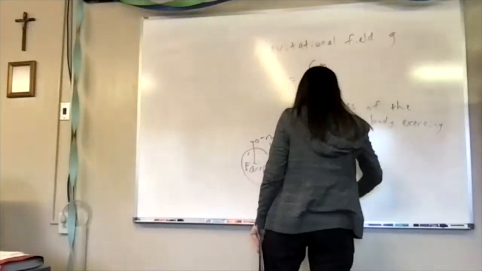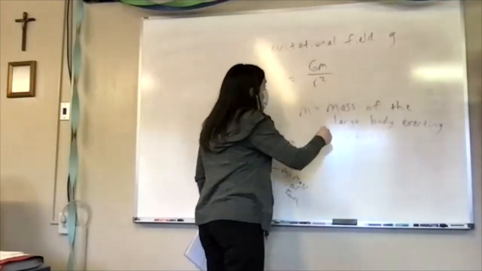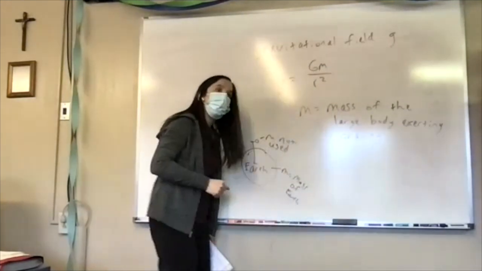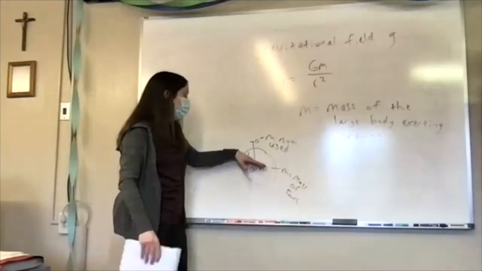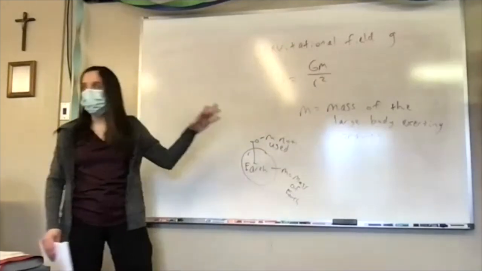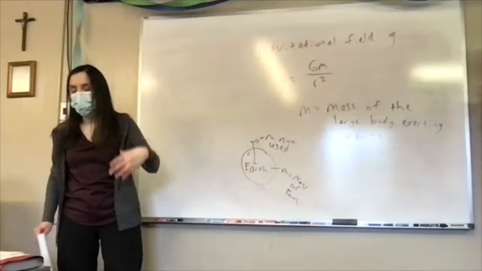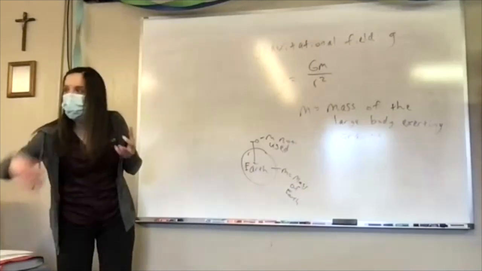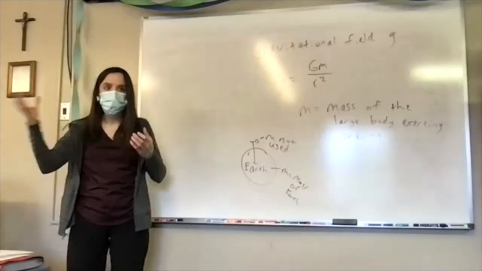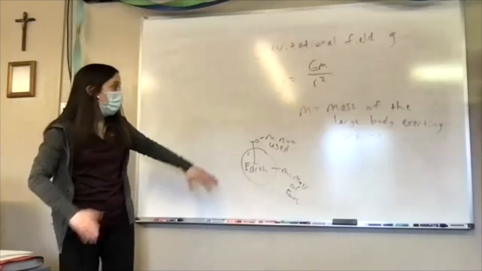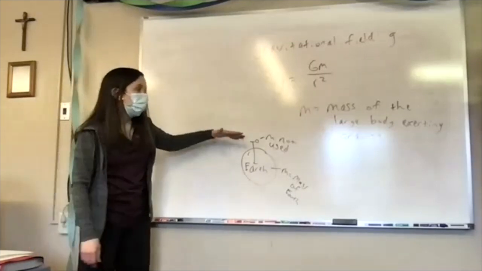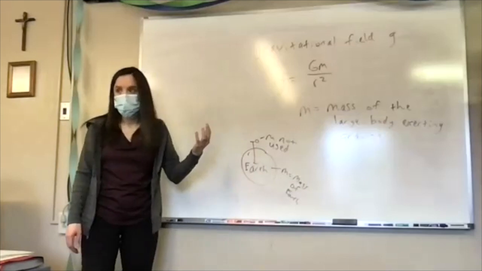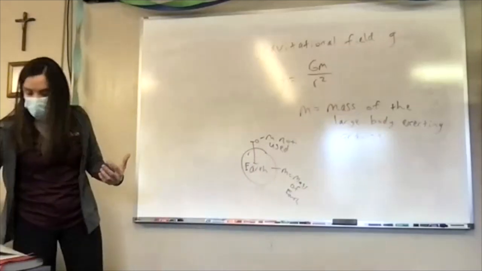So what this tells you is that if you increase R, you're going to have a smaller g. The farther away you go from Earth's center, the smaller the force you're going to feel from gravity. So if you go up onto a mountaintop, you will weigh less than in the valley. There's a larger R distance, so you will feel less gravitational force on a mountaintop compared to being on Earth's surface.